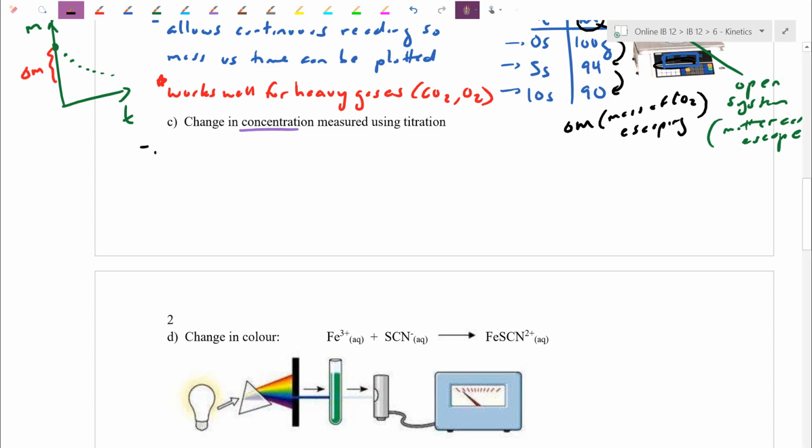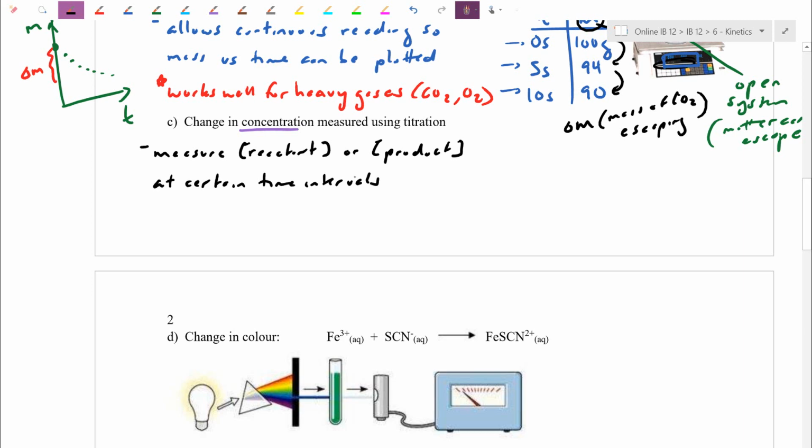Essentially, the idea is the same. We're going to measure either the reactant concentration or the product concentration. Once I know one of them, I can just use stoichiometry to get to the other one. We're going to measure it at certain time intervals. I'm going to pick out a couple of time intervals to choose from. And how we're going to actually find concentration in part C here, we're going to do it by titration.